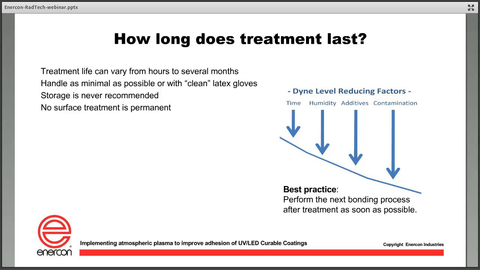So in a perfect world, you're going to want to treat right before you apply the coating and cure. Storage is never recommended. Like I mentioned, if you needed to, it's worth looking into and doing a longevity study, but we don't recommend storing. And of course, handling also is going to accelerate that degradation process. So using clean latex gloves after treatment and before the coating is applied is really key to not recontaminating the surface.